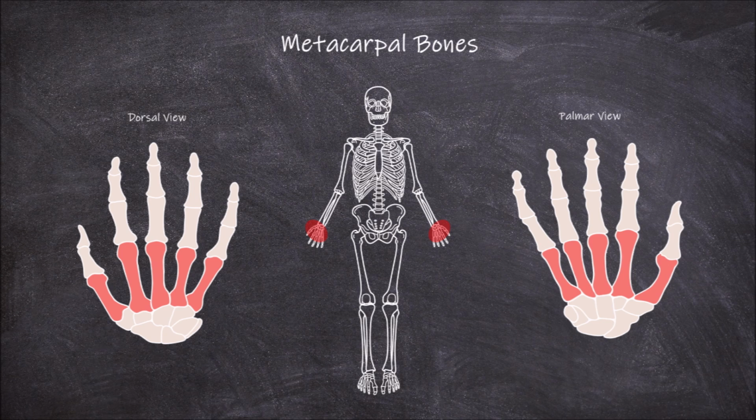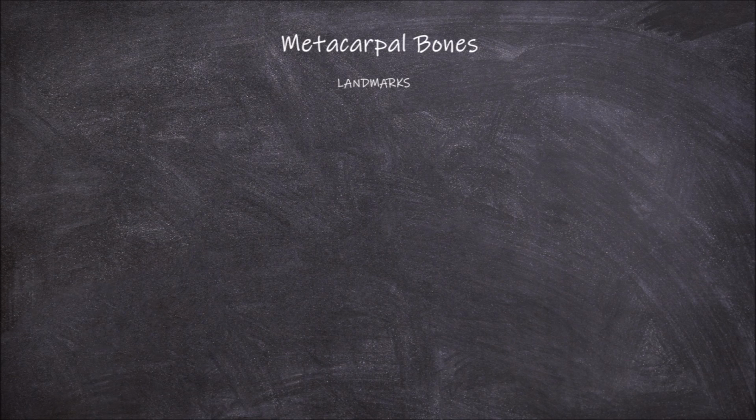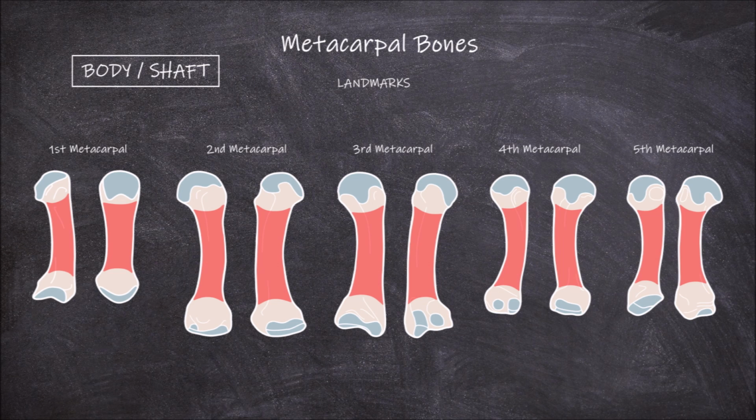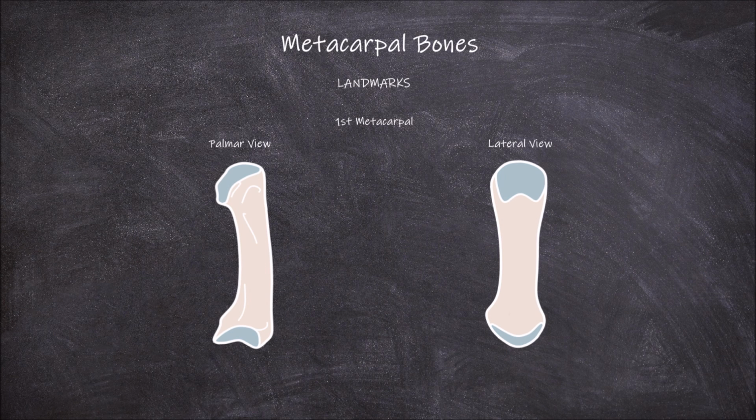Now we are going to look at the different landmarks and features of the metacarpal bones. Each of the metacarpal bones have a head distally, a base proximally, and the body, also known as the shaft, in between. If we now take a closer look at the first metacarpal, which is the metacarpal that joins the thumb to the wrist, we will be able to have a better look at the landmarks on this bone.